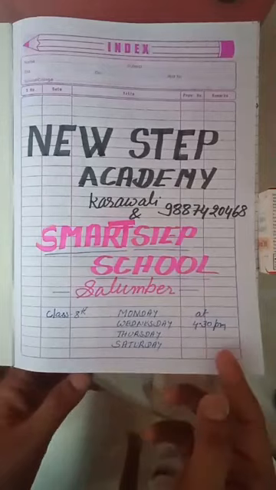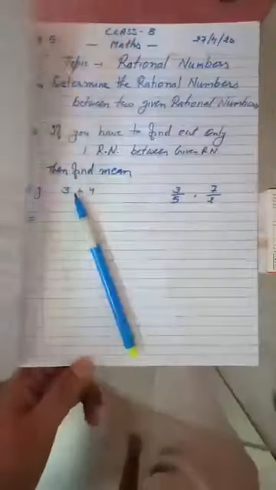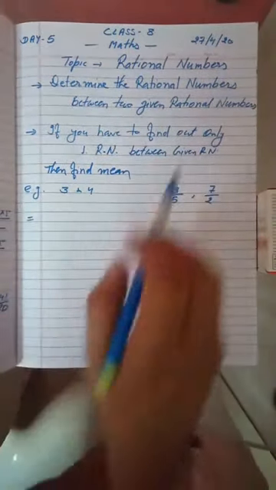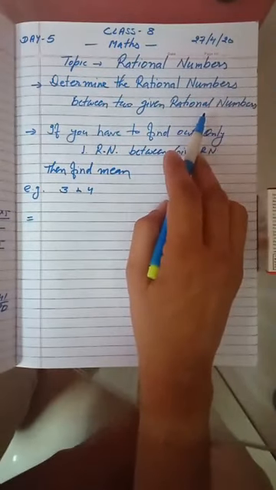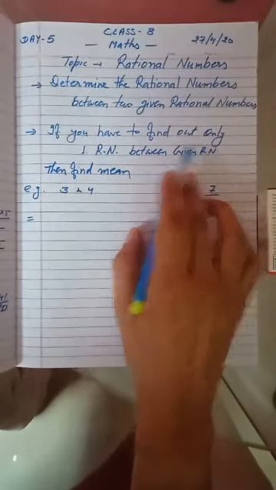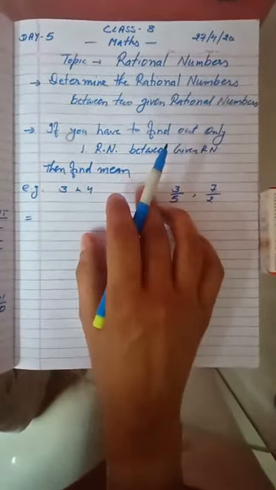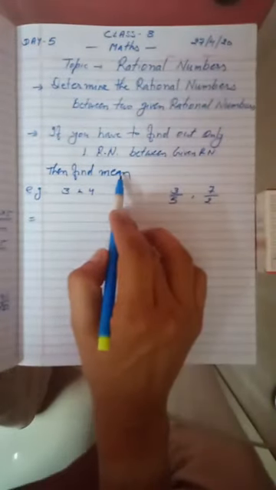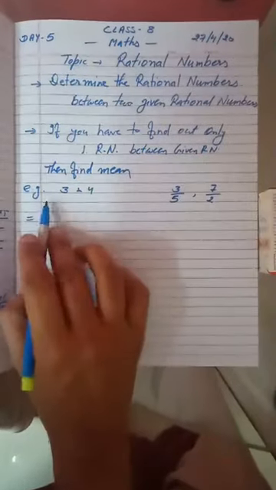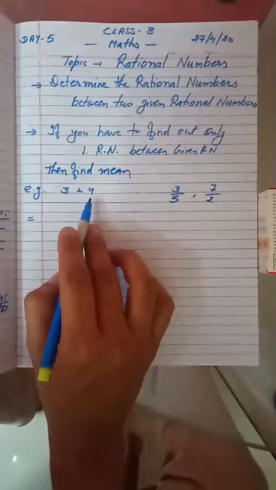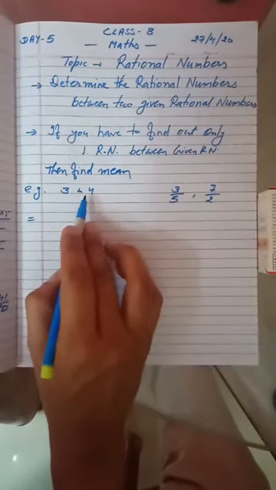Now, today we will discuss rational numbers. Under this, we will find rational numbers between any two given rational numbers. If you have to find only one rational number between two rational numbers, then you should find the mean, that means the average. For example, the two given numbers are 3 and 4, and you have to find a rational number between these two numbers.